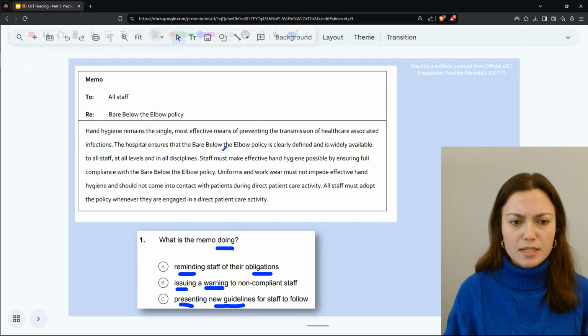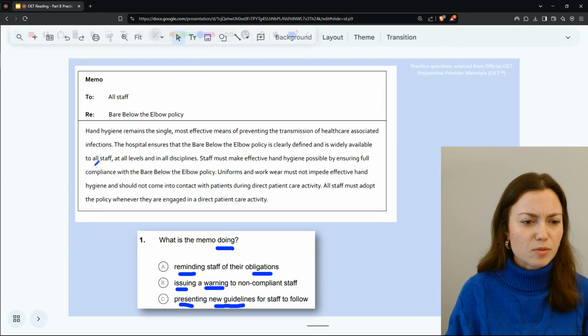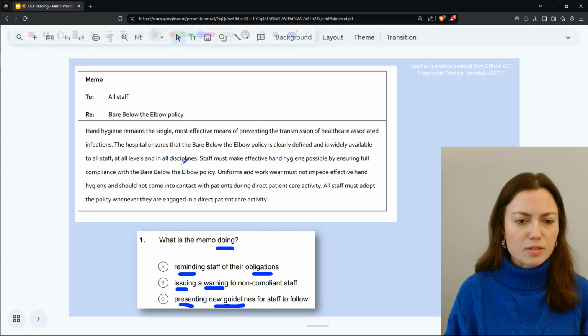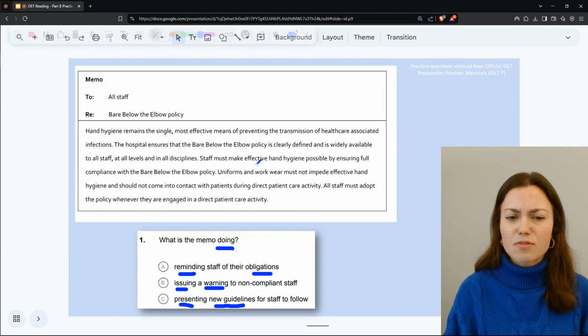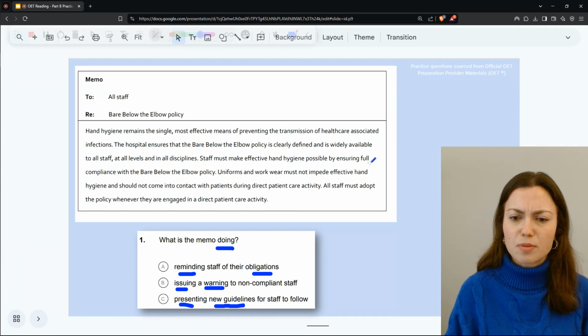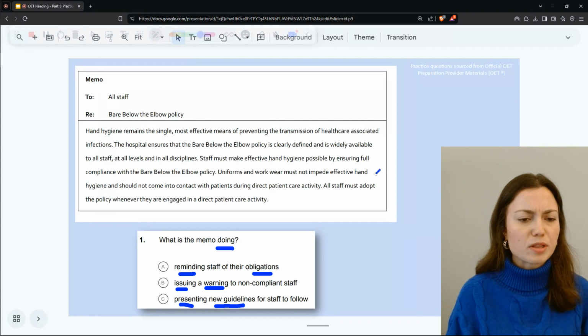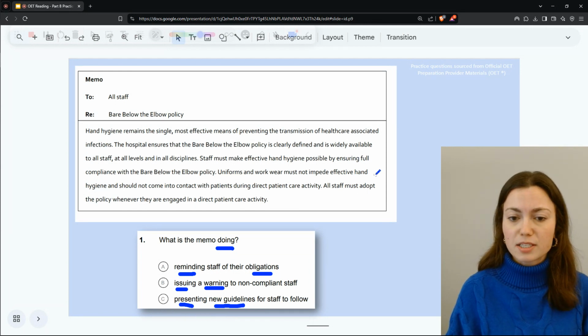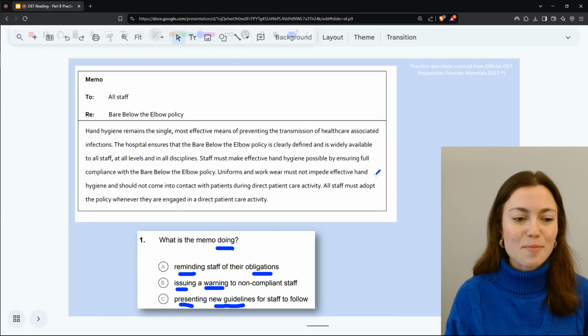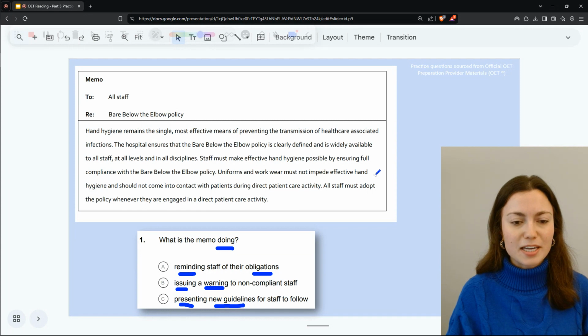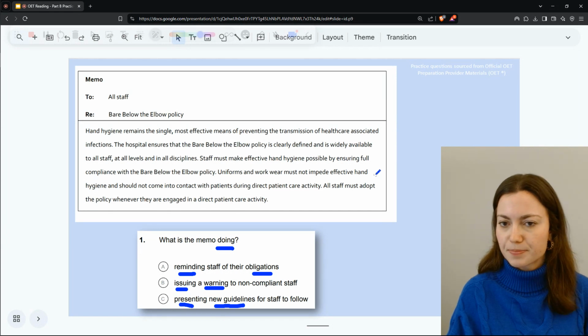The hospital ensures that the bare below the elbow policy is clearly defined and is widely available to all staff at all levels and in all disciplines. Staff must make effective hand hygiene possible by ensuring full compliance with the bare below the elbow policy. Uniforms and workwear must not impede effective hand hygiene and should not come into contact with patients during direct patient care activity. All staff must adopt the policy whenever they are engaged in a direct patient care activity.